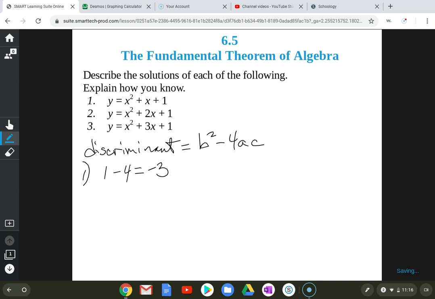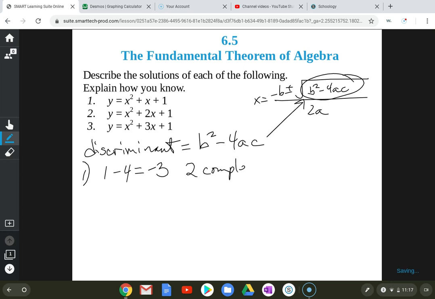When our discriminant is negative, remember that this is the stuff that's under the root in the quadratic formula, right? Negative b plus or minus square root b squared minus 4ac all over 2a. This right here is under a root, which means that if our discriminant is negative, we're not going to have any real roots. We're going to actually have two imaginary or complex conjugate roots.